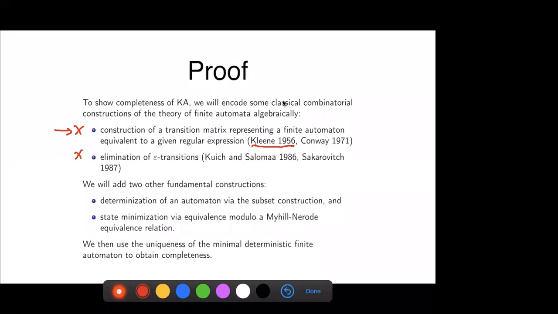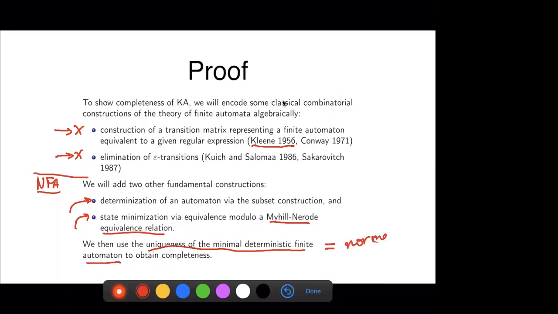Then the other thing we're going to look at, which I briefly hinted at in the first lecture, is the elimination of epsilon transitions. At this point of the proof, we have a non-deterministic automaton accepting the language, and therefore we're then going to look at determinization using the axioms. And we're going to look at minimization, where we're going to use something called a Myhill-Nerode relation, which I will show in a moment. Then, as I said, the completeness comes from the uniqueness of the minimal deterministic finite automaton, which, for those who have seen other completeness proofs, is equivalent to the construction of a normal form. Okay, let's go through each of these steps. Hopefully we have time to go through all of them.